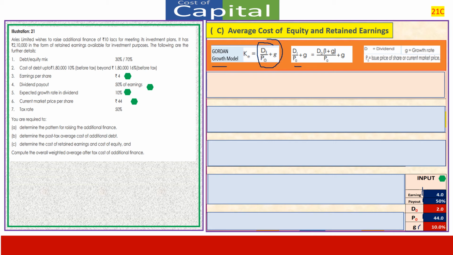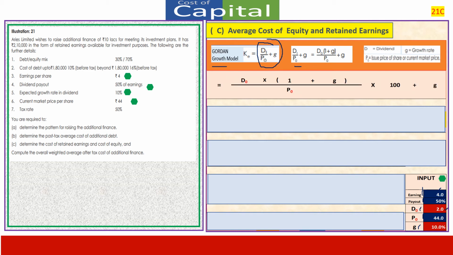We need not create G. It is already given as 10%. Then why do we need payout? Payout is to decide how much is dividend. They have given earning. Earning is 4. 50% of it is paid as dividend. Means dividend is 2. We need a D. That's it. Once this is through, it is only a matter of putting in the formula.